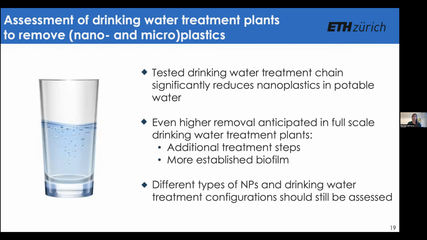So in sum, we can see that we tested the drinking water treatment chain, and it significantly reduces the nanoplastics in potable water. And we could maybe even anticipate high removal in a full-scale system, because they have additional treatment steps which weren't modeled here, such as a coagulation step to remove the large particles. And there's even a more established biofilm there than in our pilot scale systems, which we found to be the most important factor for the nanoplastic removal.